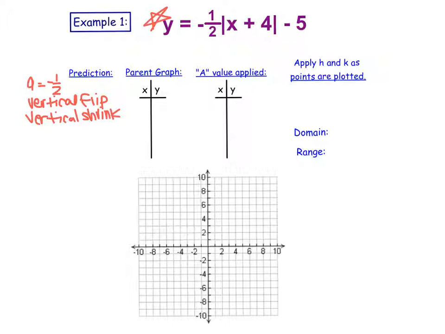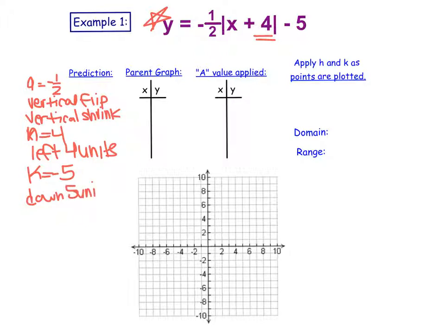Then the next thing I see is that h is equal to 4. That's the number that's inside the absolute value. So h is my horizontal movement, and it's the opposite of what I expect. So this is going to go in the negative horizontal direction, which is left 4 units. And then I also notice that k is equal to -5. That's my vertical movement, so it's going to move down 5 units. So those are all of the changes that I expect to see.